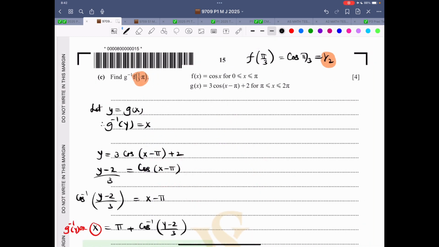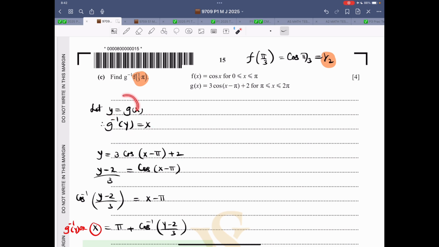So now let's look at part C. What is part C all about? In part C, it says find g inverse of f of pi by 3. So now over here, f of pi by 3, that's pretty basic. Just plug in the value, you get half. G inverse of f of pi by 3, what do you need? We have g(x), find the inverse. So that is the traditional way. That is, let y equal g(x), g inverse of y equals x.